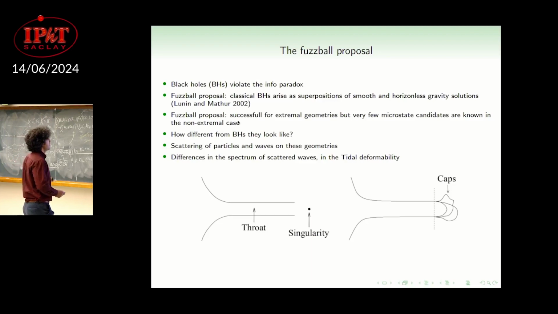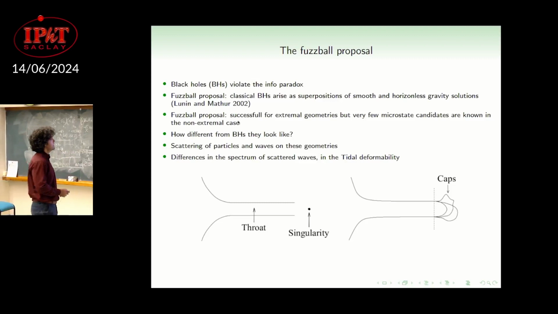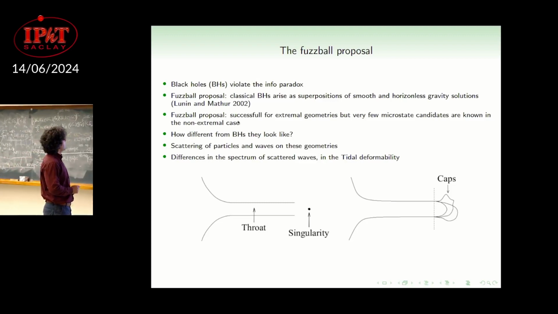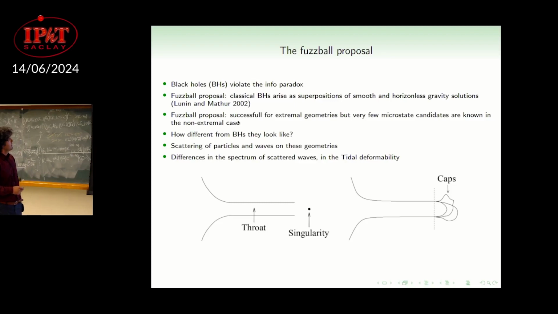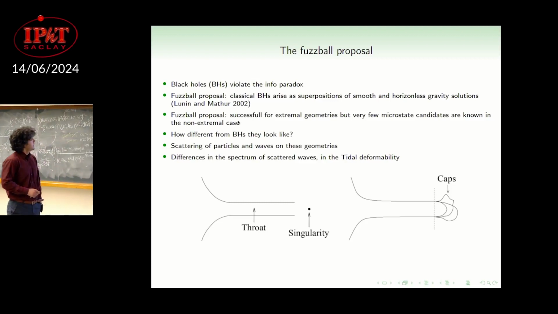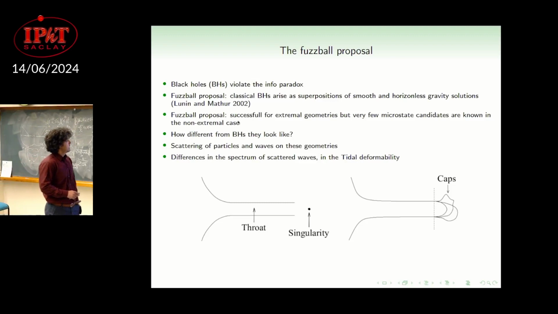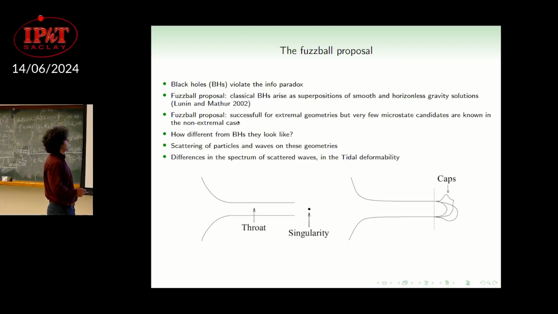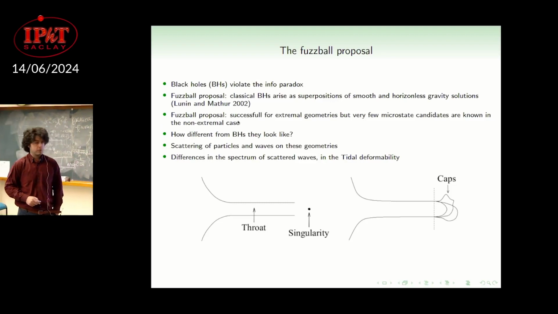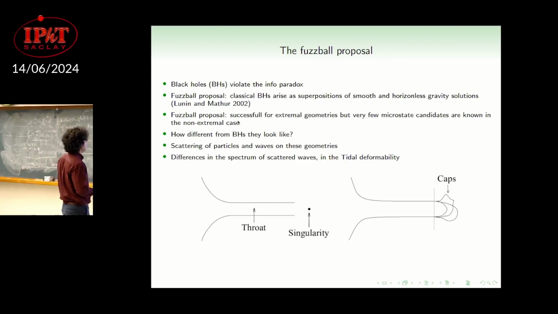Also this slide is very simple, only to fix some ideas. You know much better than me that black holes pose the information paradox, and in the fuzzball program the classical black hole arises as a superposition of microstates, so smooth horizonless geometries. This proposal was very successful in order to describe the microstate structure for extremal geometries, but there is a little bit of effort to do in order to say something about the non-extremal case.